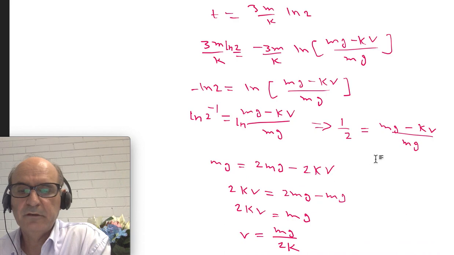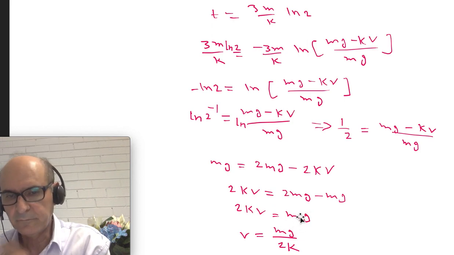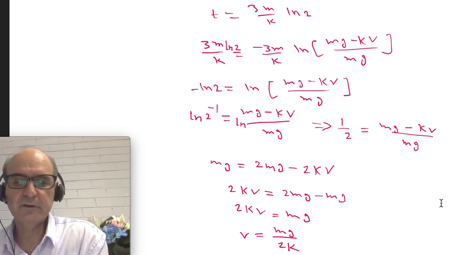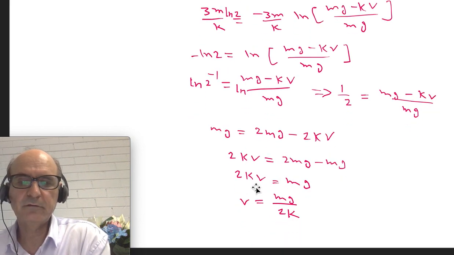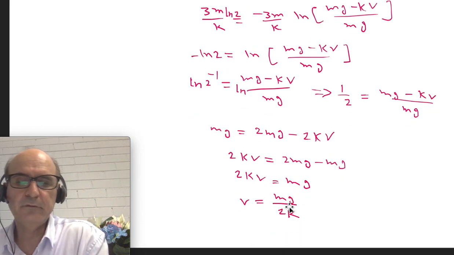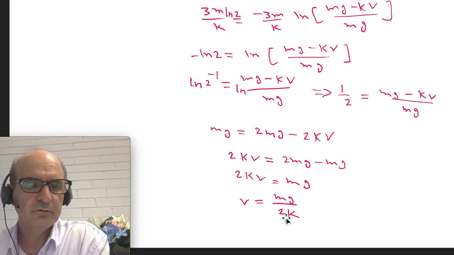From here it is some basic algebra: cross multiply, mg is equal to 2mg minus 2kv, bring 2kv to the other side and this mg to the right-hand side, and you get 2mg minus mg equal to mg, and from this v is equal to mg over 2k, as we have been asked to prove.